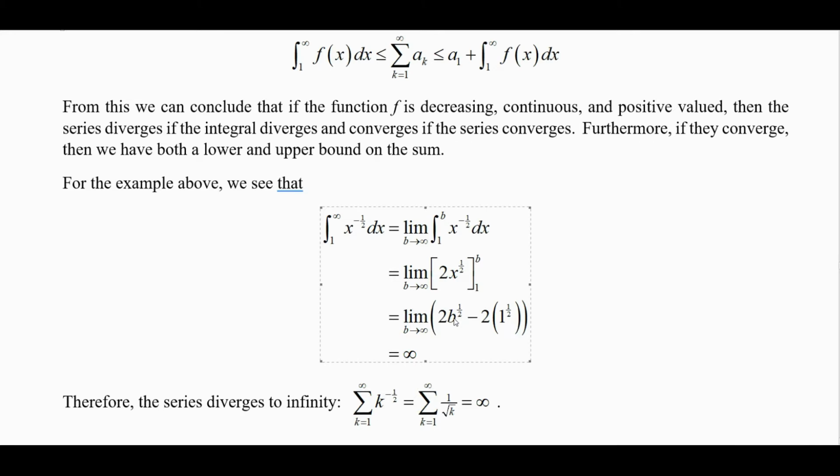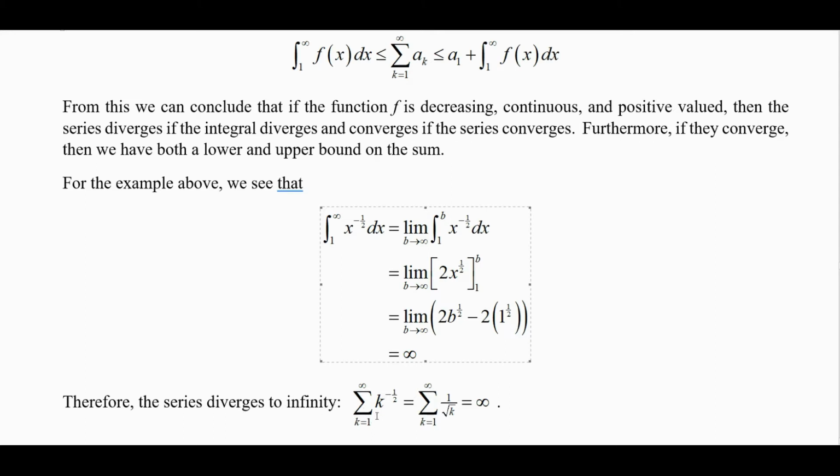Well, b to the 1/2, or square root of b, is going to approach infinity. Subtracting 2 from that is not going to change that. It's still going to go to infinity. So this integral diverges. That's the integral here. And the sum has to be at least that big, so it's going to diverge as well.